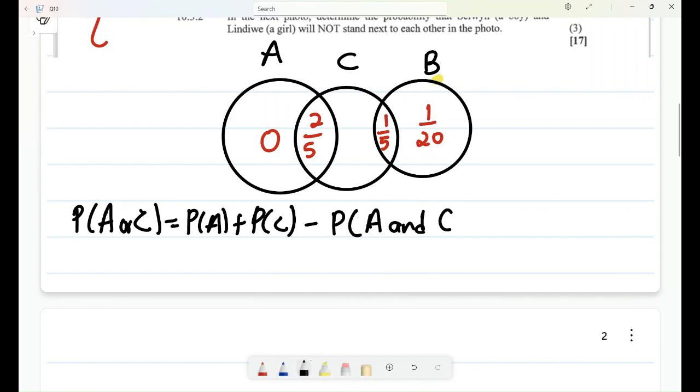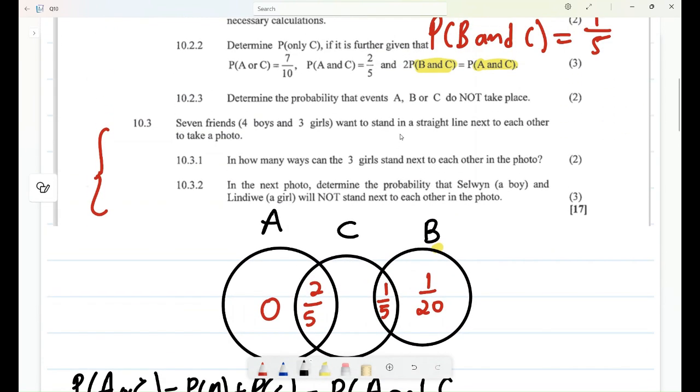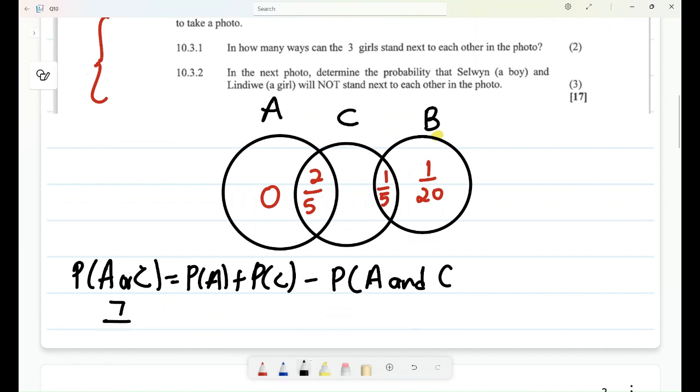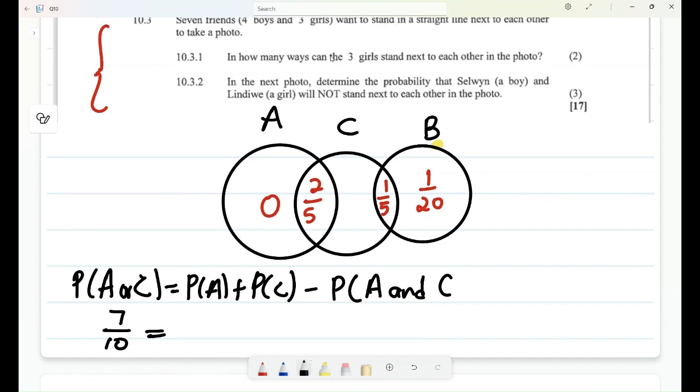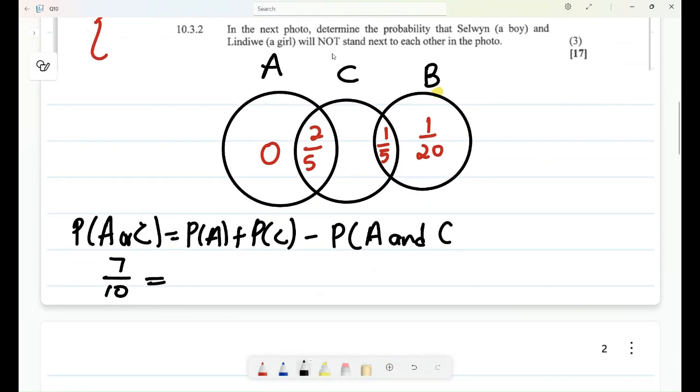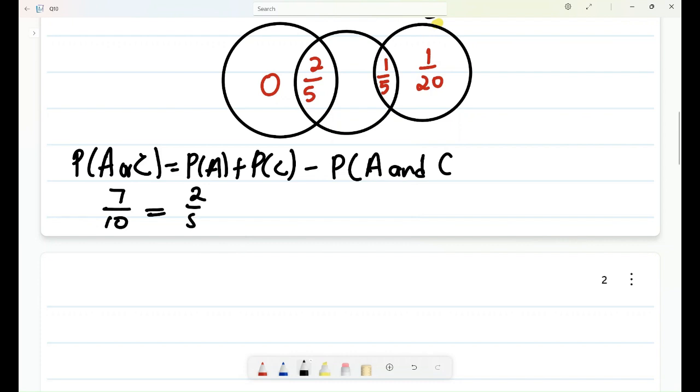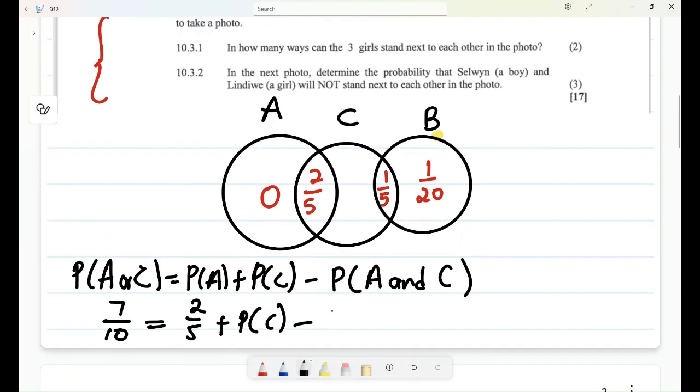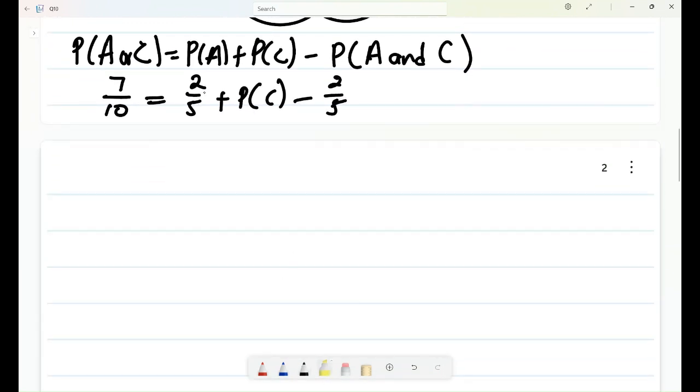So now what's the probability of A or C? A or C is 7 divided by 10. Probability of A, you go to your information, it is 2 divided by 5. Probability of C, we do not know. Minus probability of A and C, A and C is 2 divided by 5 also. Then now, can you see that mathematically this and this cancel off? So what does this mean? That means probability of C is equal to 7 divided by 10.